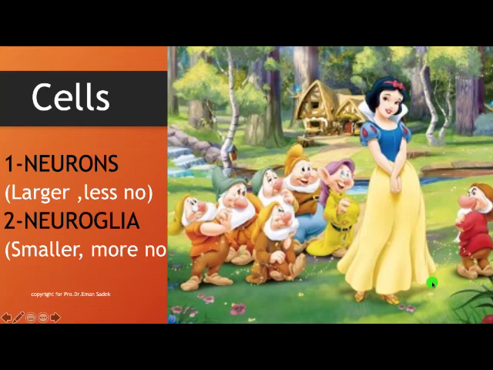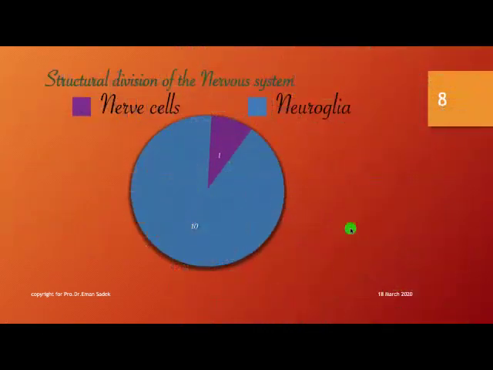Also, we have two main types of cells. We have the neuron. The neurons are larger in size, but they are very less in number compared to the other type of the cells. The other types of the cells are the neuroglia. They are the servants for the neuron. They are smaller, but very more in number. There is the ratio between the nervous cell number and the neuroglial cell number. Here it is 1 to 10, 1 for the nervous cells and 10 times for the neuroglial cells.